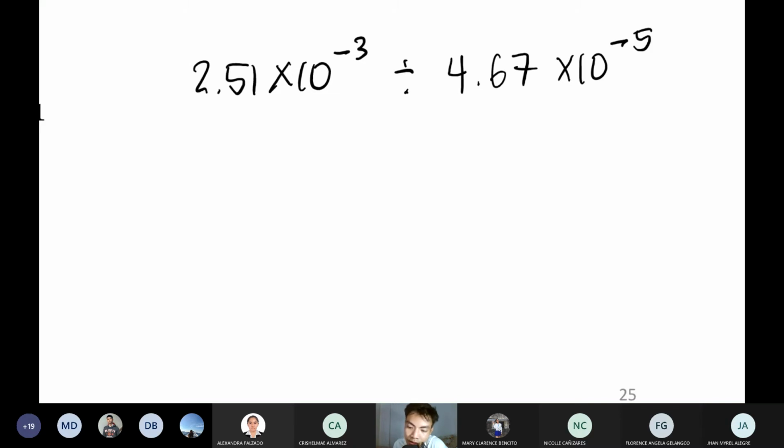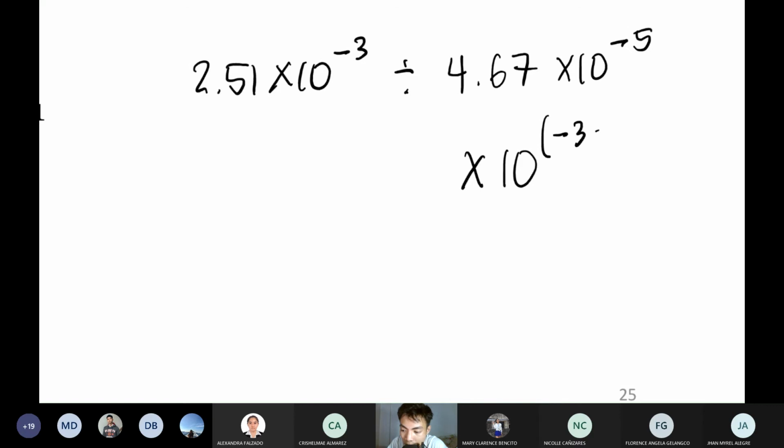So let's do this. 2.51 times 10 raised to negative 3 divided by 4.67 times 10 raised to negative 5. Kapag multiplication, you add the exponents. Pag division, you subtract the exponents. So, ganun yung gagawin natin. So, copy mo yung exponents, subtract mo sila.